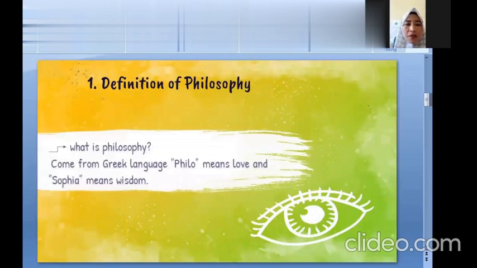What is philosophy? Philosophy comes from the Greek language. It consists of 2 words. The first one is philo, that means love, and sophia means wisdom. So, we can conclude philosophy means knowledge that loves truth and wisdom. It includes the nature of the universe, mind, and our body.